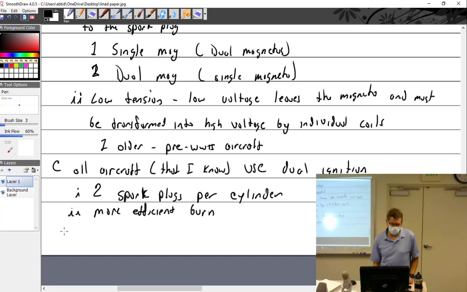Not only do you get a more efficient burn, if you don't believe me, one of the things we do before we take off in an aircraft is turn off one of the ignition systems and see if it still runs on the other one. Then we go back to both, run them both for a second, then turn off the other one, making sure it runs on the right by itself and the left by itself. When you do that, you see about a 75 to 100 RPM drop. It's just a loss in power by that much RPM. So you get a more efficient burn and you get safety with redundancy.